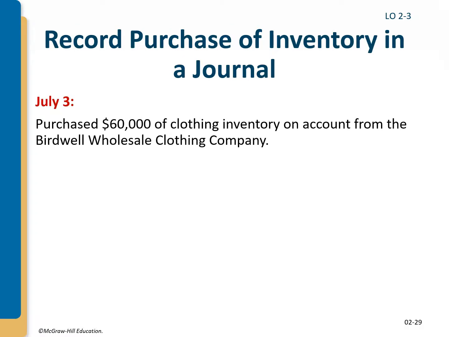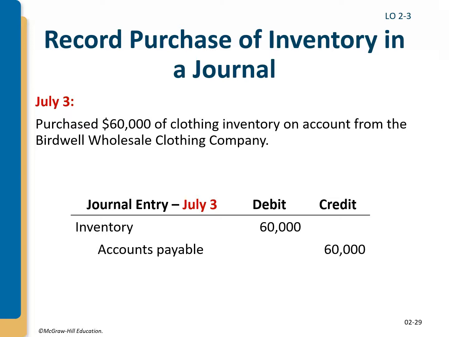Purchase $60,000 of clothing inventory on account from the Birdwell Wholesale Clothing Company. Now in this case, we're purchasing an asset, inventory, for $60,000. So we're definitely increasing the inventory T account. But we're not paying for it. We owe on that. So we have to increase the liability accounts payable. Liabilities increase on the credit side. So inventory will have a debit, accounts payable a credit.